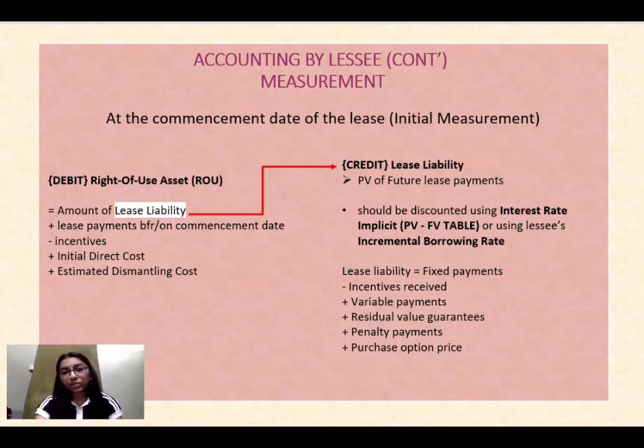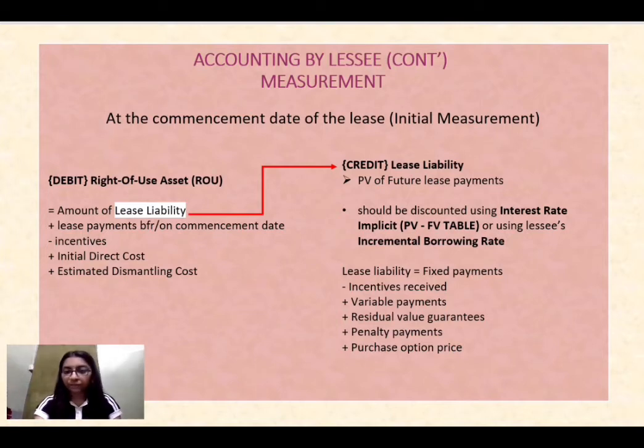Okay, for initial payment, we will first calculate the lease liability before the right of use asset. This is because the amount of lease liability will be used to calculate the right of use asset. Lease liability is the present value of future lease payments. These payments are not paid at the commencement date of the lease.